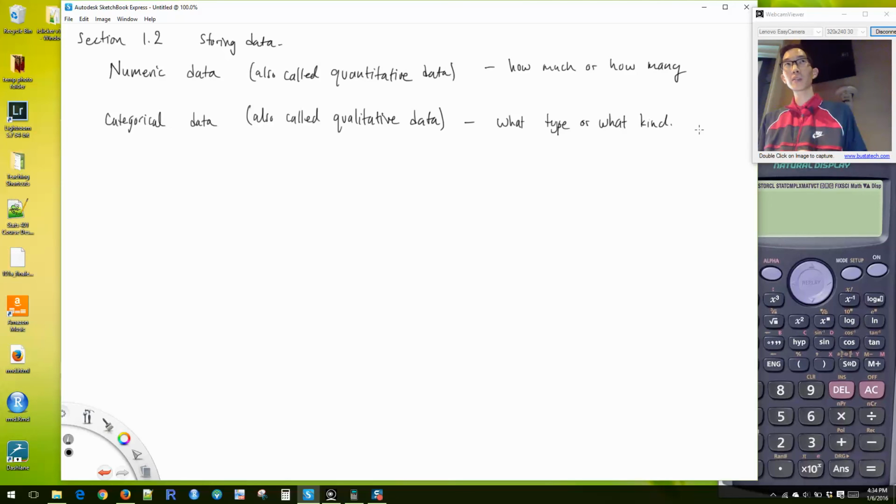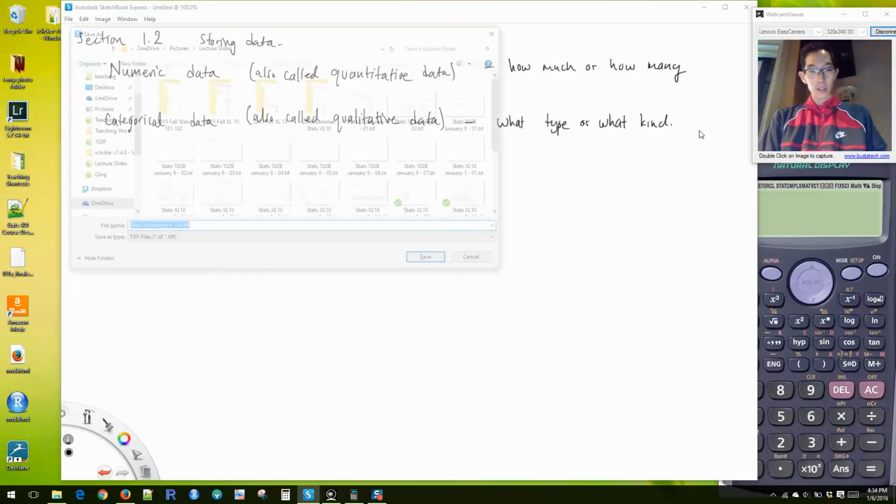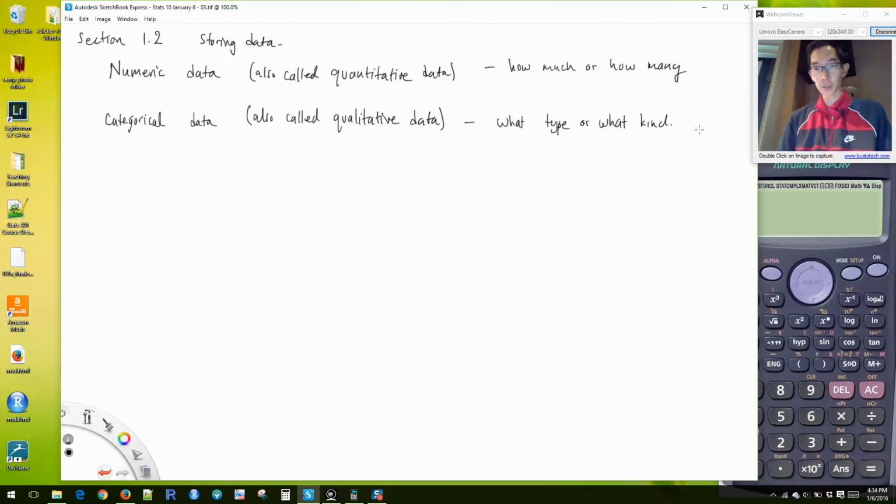So just because it has a number doesn't necessarily mean it is numeric here, okay? So anyway, do your exercises that go over numeric and categorical data. I think it's straightforward. Here, let me just double check here.